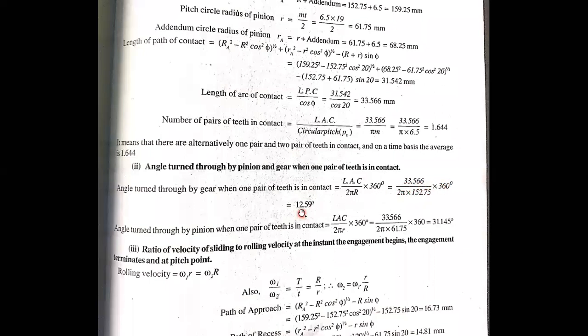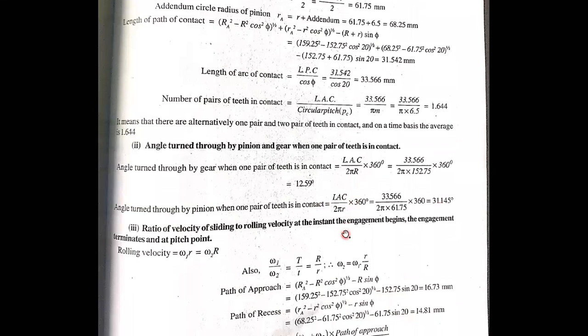If you do it, you will get around 12.59 degrees. Similarly, the angle turned through by the pinion will be LAC by 2 pi small r into 360, here small r instead of capital R. Therefore, you'll get around 31.145 degrees.